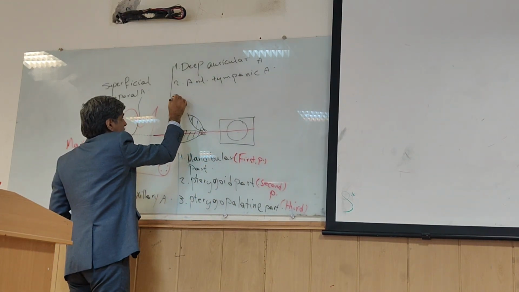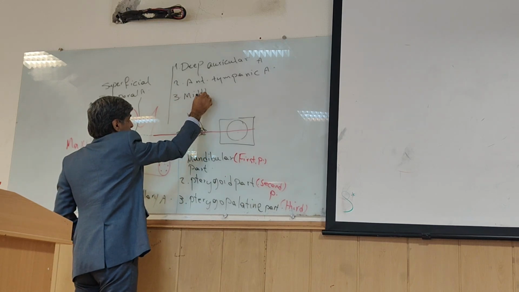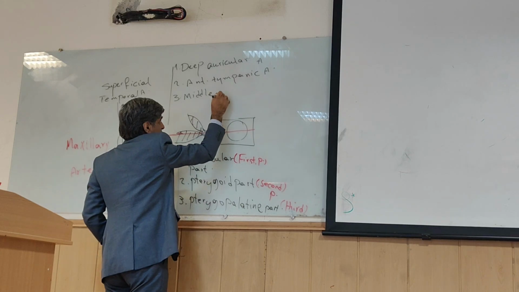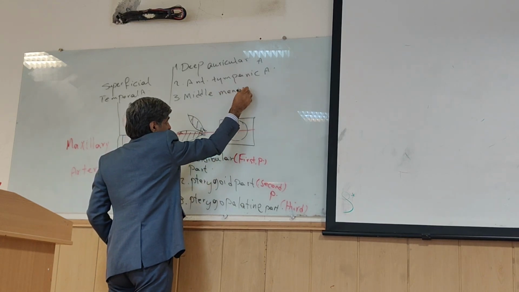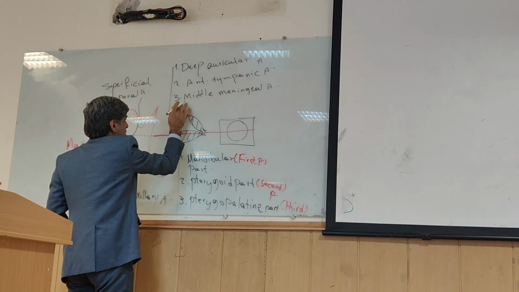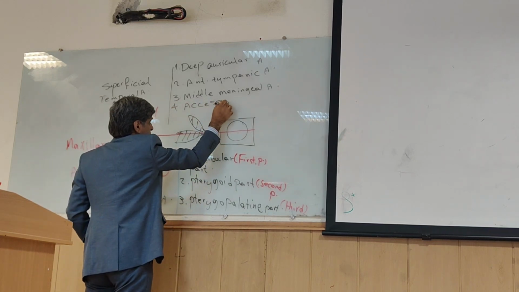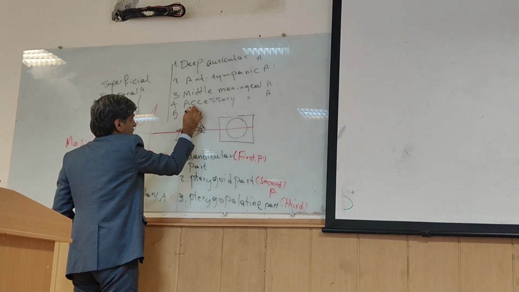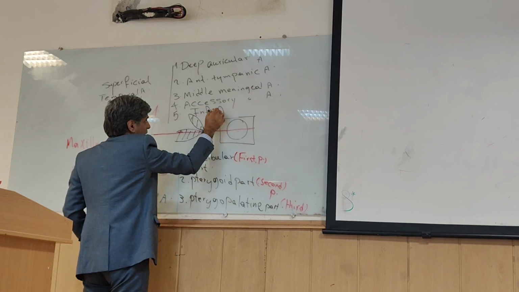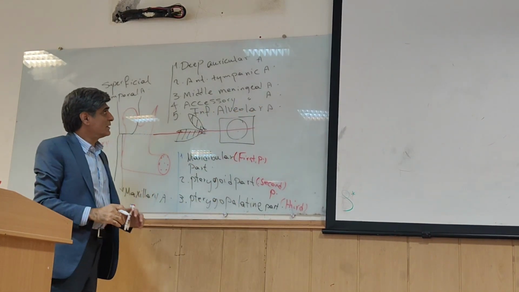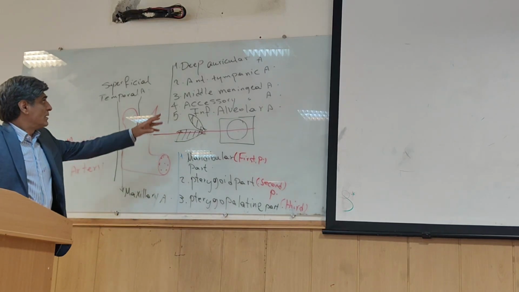Three, the middle meningeal artery. Four, the accessory meningeal artery. Five, the inferior alveolar artery. The first part contains five branches.